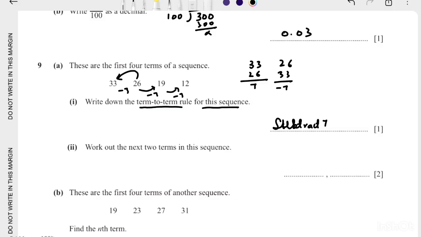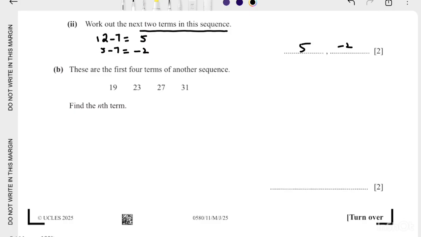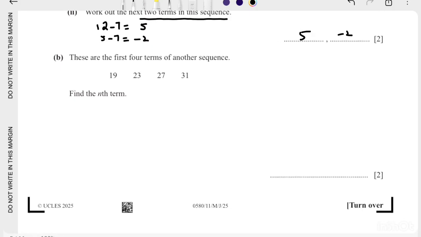Write out the next two terms in this sequence. The last term is 12. So 12 minus 7 is equal to 5, and then 5 minus 7 is equal to minus 2. 5 and minus 2 would be the answer. Part B.